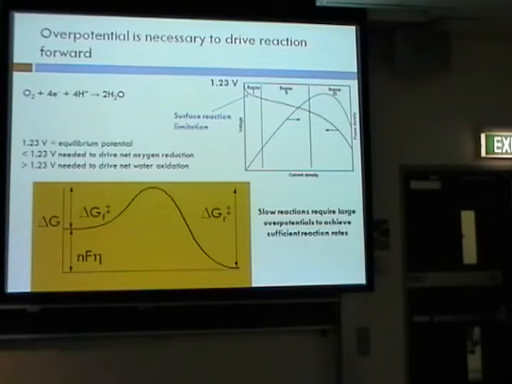Okay, so any questions about that principle? This is going to be coming up over and over. We're going to look a lot at the importance of this 1.23 volts and deviations from it, especially when we get into the water splitting section. We'll see that we need a band gap of at least 1.23 volts in our materials.